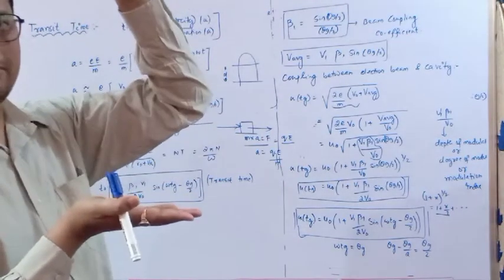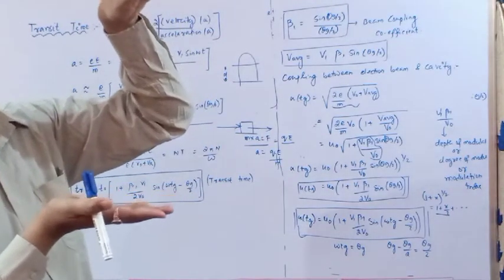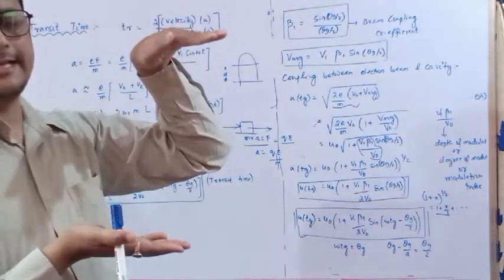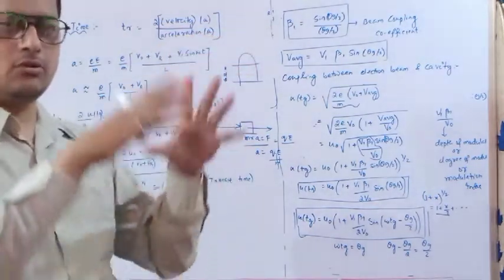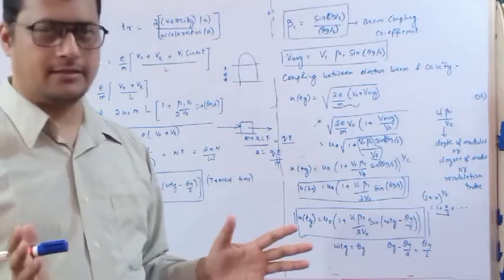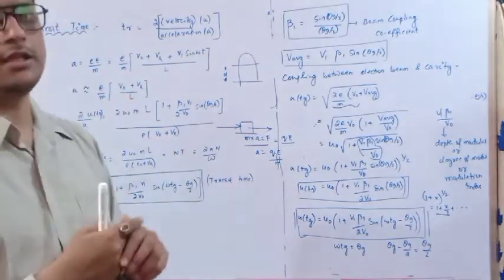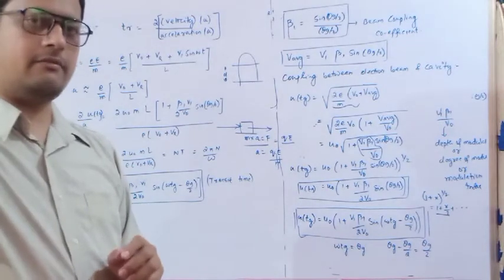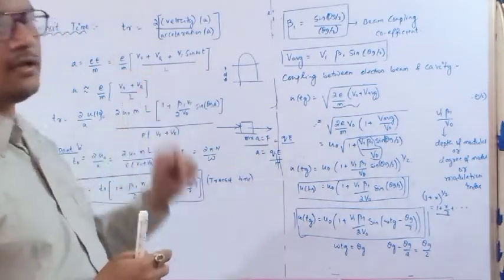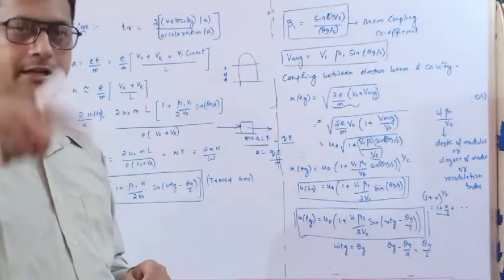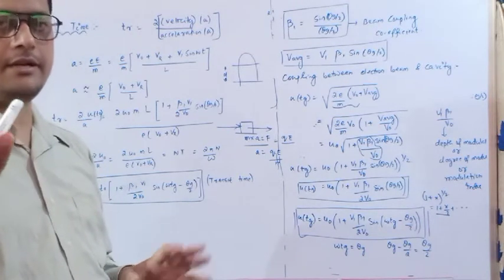That cavity to repeller has a certain gap, which I have shown in the earlier class as L. L is the distance. So what is the total potential available in that reflex klystron? First, the DC beam voltage is V0. Then the repeller is also available, with repeller potential VR, and one DC beam potential is given to the cavity.